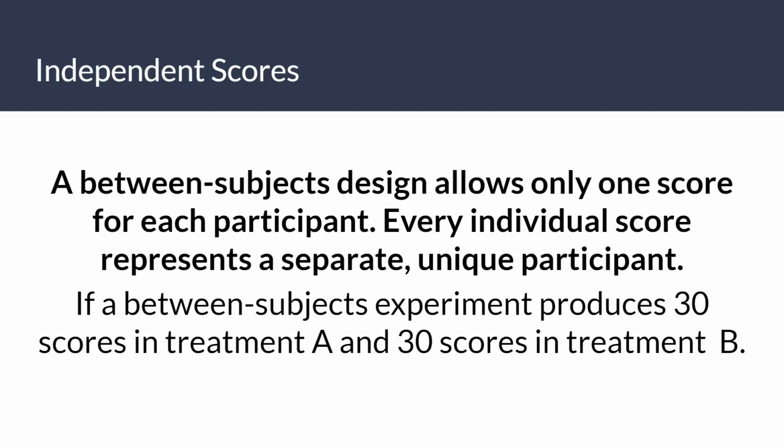One characteristic of having a between subjects design is that it allows only one score per each participant. Hence, if you have participated already, you cannot participate again. Every individual score represents a separate, unique participant. So one score is to one person. If a between subjects experiment produces 30 scores in treatment A and 30 scores in treatment B, then you should have a total of 60 participants.